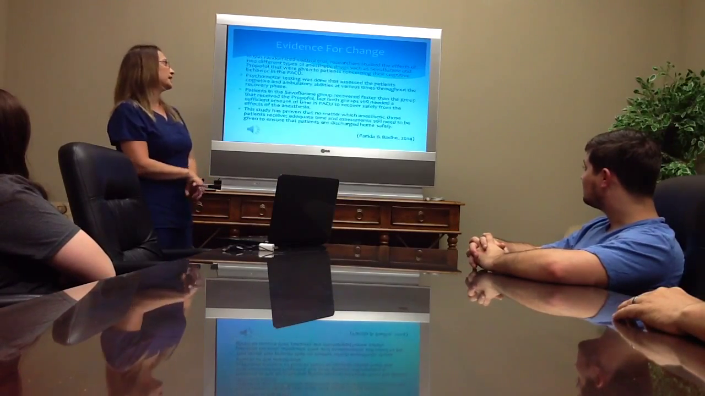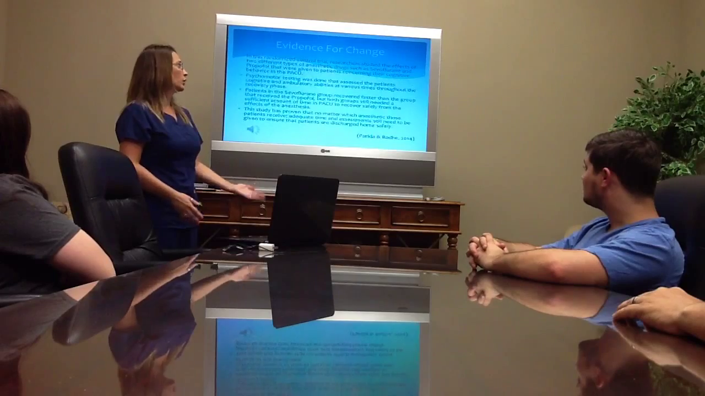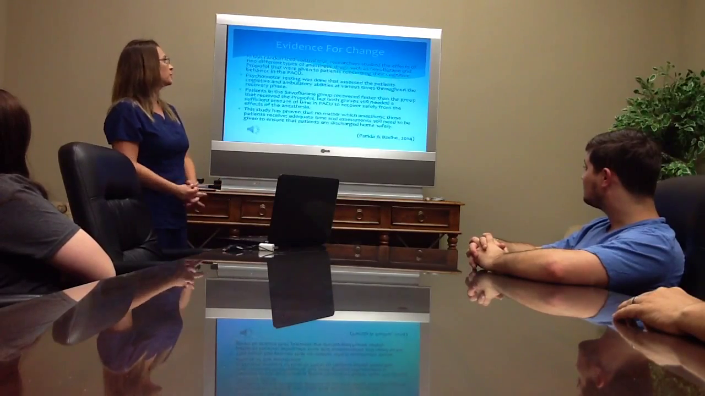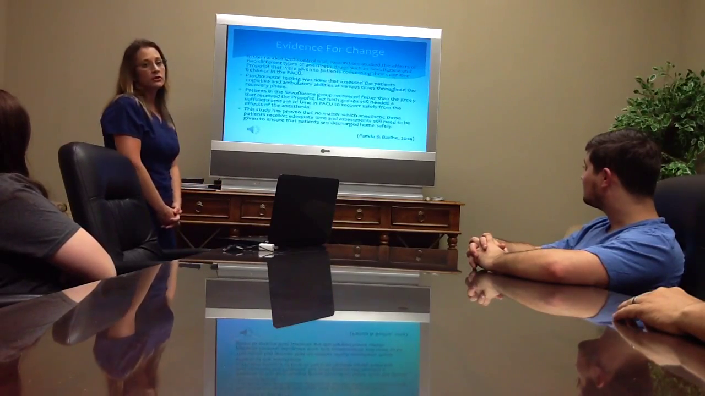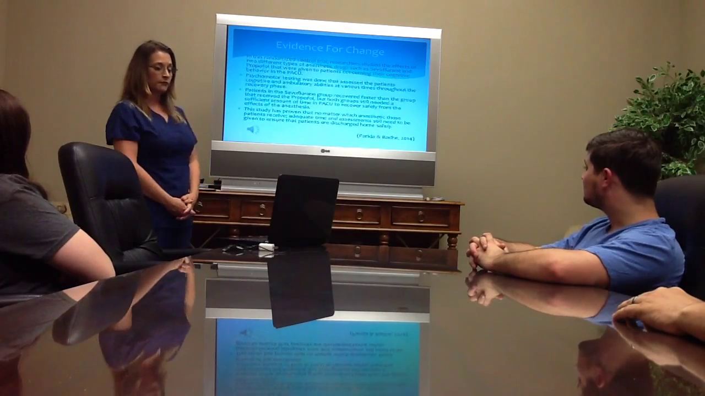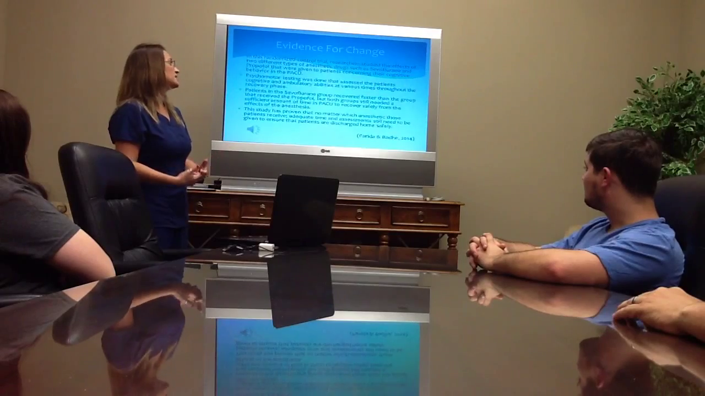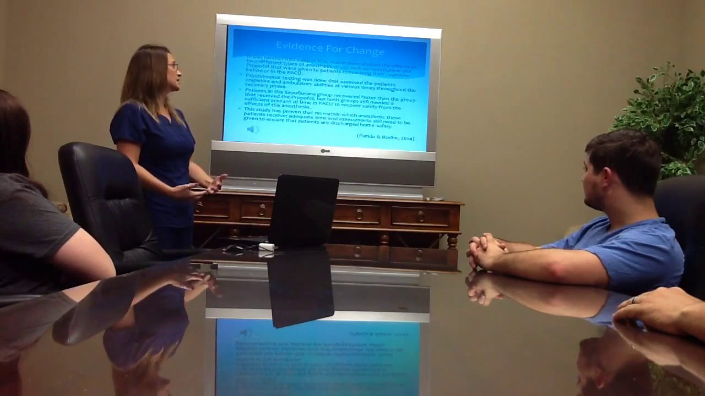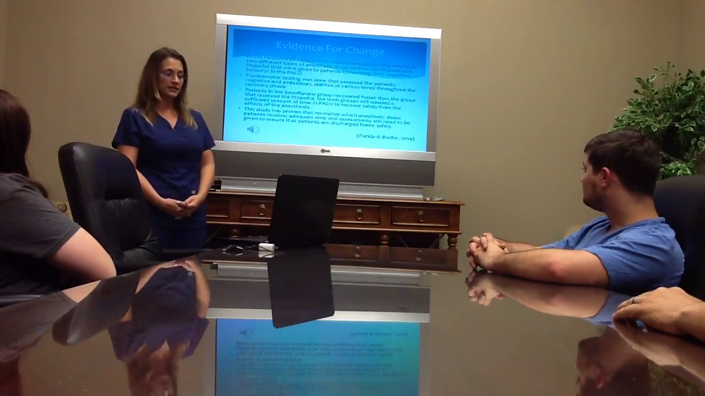The patients were divided into two different groups. One received the sevoflurane, one received the propofol. And then psychomotor testing was done in the PACU at various times throughout the recovery phase. The psychomotor testing was just done to assess the patient's cognitive and ambulatory abilities.